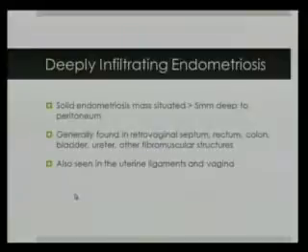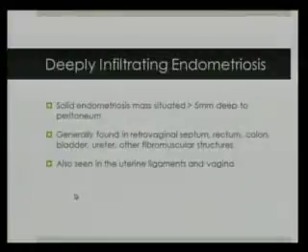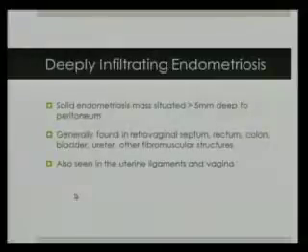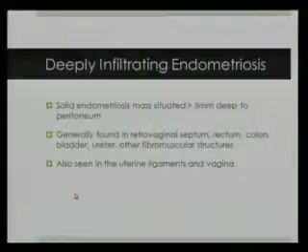The second type is this deeply infiltrating endometriosis. And this is a deeper, more extensive form of endometriosis lesions, and they often are the cause of the deep adhesions and the dyspareunia that we see in these patients. And this is defined as a solid endometriosis mass, which is situated greater than 5 millimeters deep to the peritoneum. That's just the definition of what deep infiltrating endometriosis is. It's found in the more muscular tissues, the rectum, the colon, the bladder, the ureters, and it can also be seen in the uterine ligaments and the vagina.